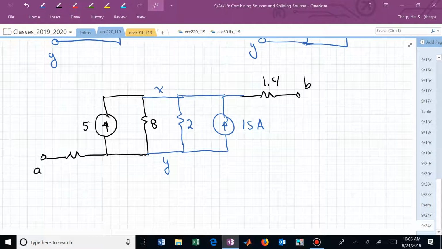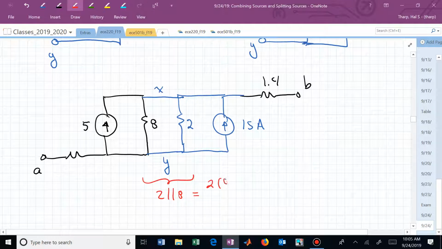I have two current sources in parallel, and they're both going in the same direction. I can collapse those into one current source. I have two resistors that are in parallel. I know how to combine those. Definitely for Thursday's exam, I know how to combine two resistors in parallel. I now combine 8 and 2, or 16 divided by 10, or 1.6.